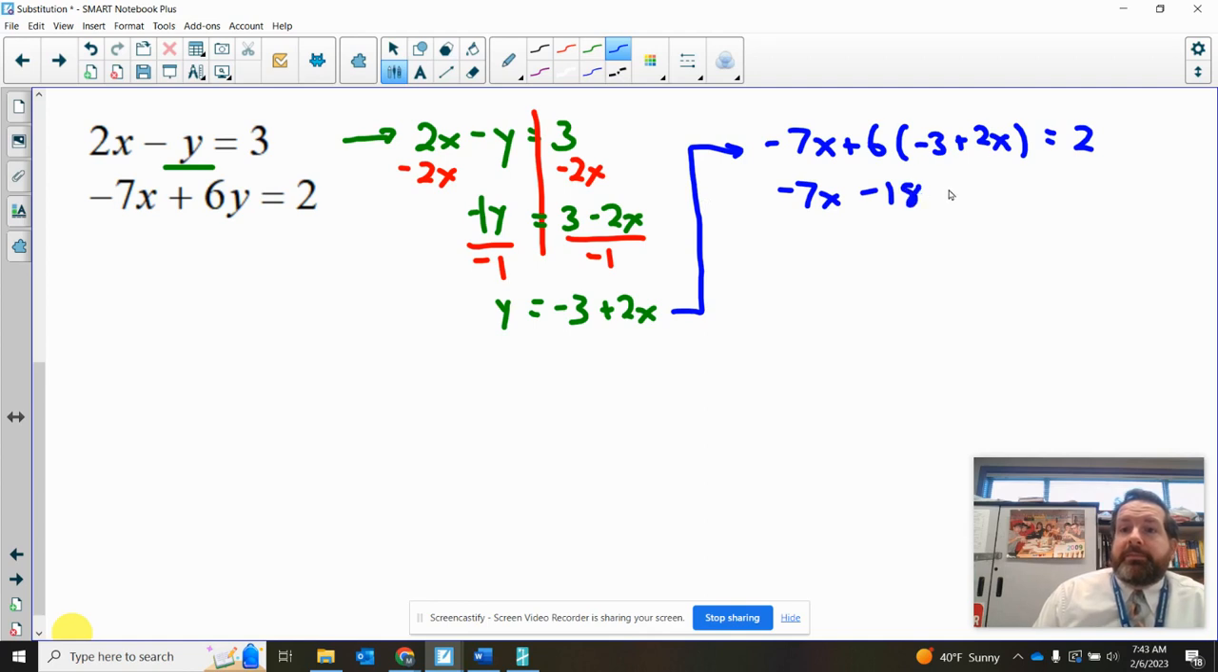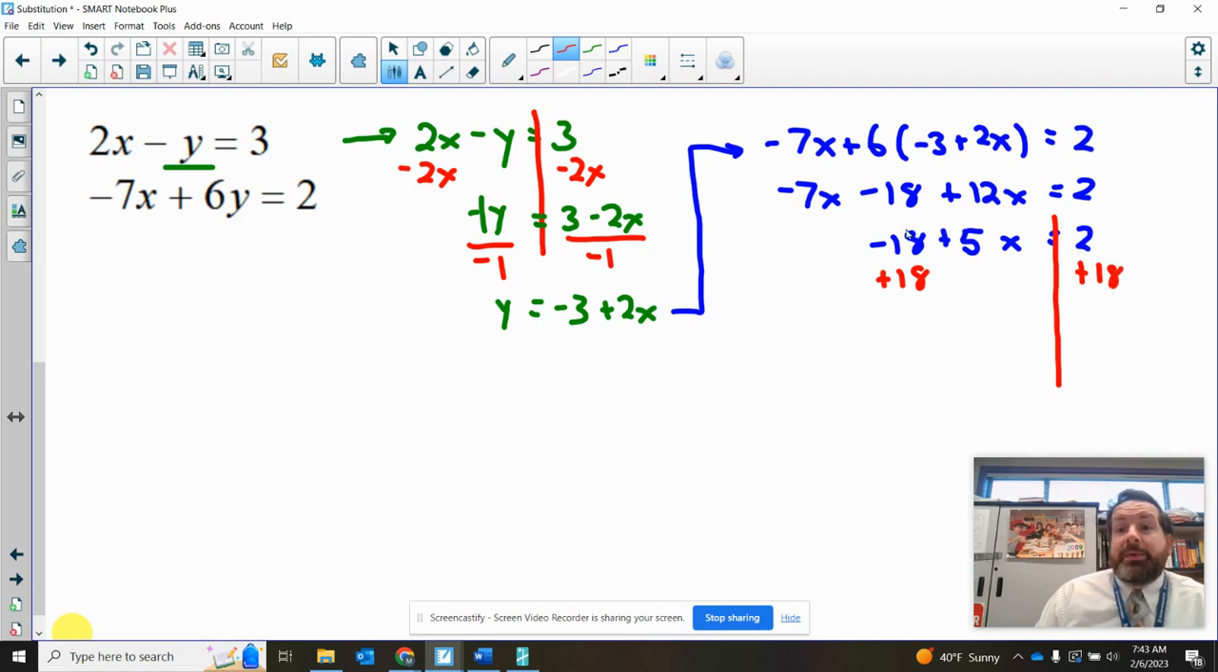Distribute. These x's are on the same side of the equal sign, so just combine them as they look. -7 plus 12 is 5. Now I'm ready to solve. I want to get the x by itself, so a plus 18 and a plus 18. Those add up to 0, leaving me with 5x equals 20. Divide by 5, and divide by 5. X is 4, and we're practically finished.